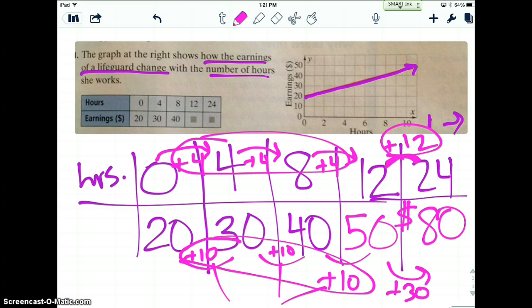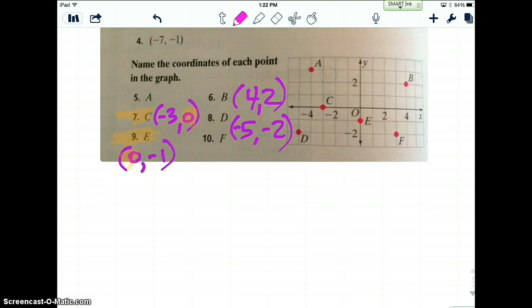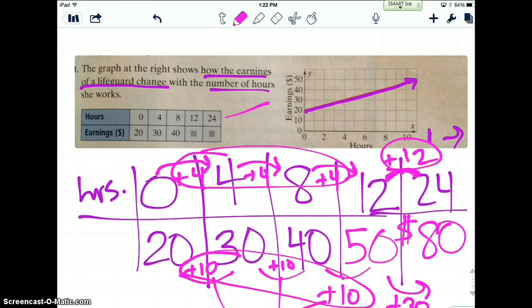80 bucks. So in class, we're going to be looking at not just graphing, but linking it to a table and seeing how those two relate. So I will see you tomorrow.